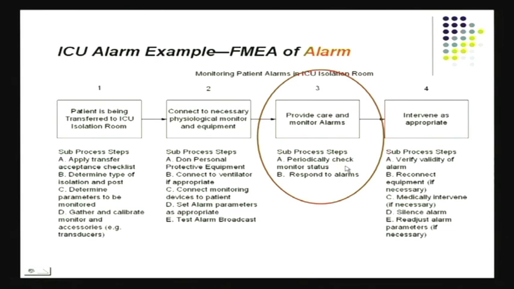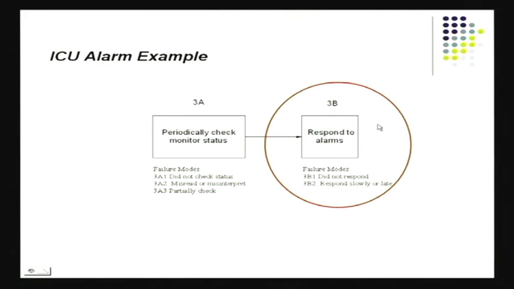In 3A, periodically I check the monitor status just to make sure that the alarm is active and the alarm is still looking at the person there, and so on and so forth. And of course, the other part is to respond to the alarm. That's also something I should be able to do once the alarm is there. So periodically it checks the monitor status. So has there been an alarm? Now this step could fail if the nurse failed to check this status, or misread or misinterpreted the alarm that came along, or partially checked. Any of these things could lead to a failure there.